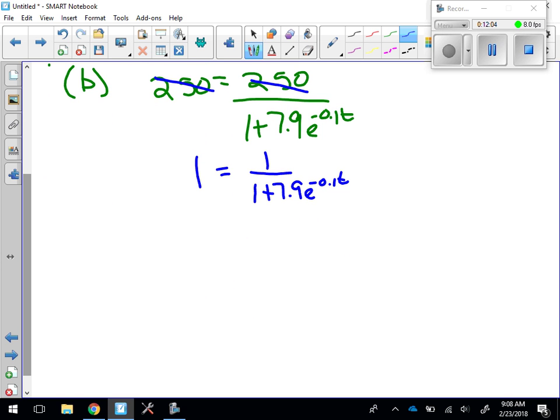Yeah, I could cross multiply, but I might as well get rid of my 250s first. So I've got 1 plus 7.9 e to the 0.1 t equals 1. Just think about it for a minute. Let's gather our constants, shall we? You should look at this and go, eh. Not everybody's going, eh, yet.